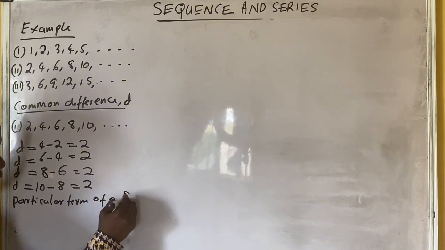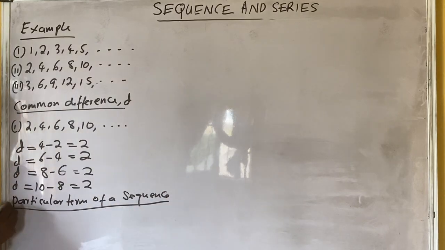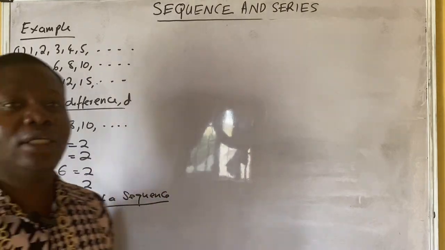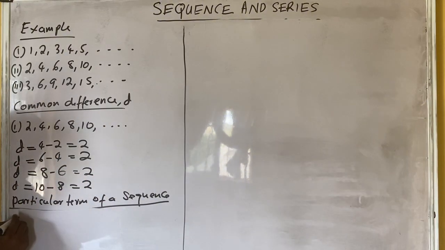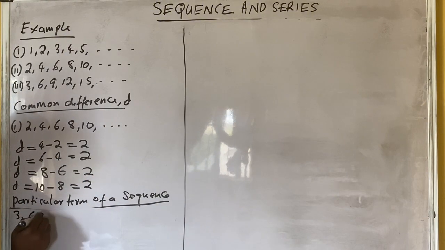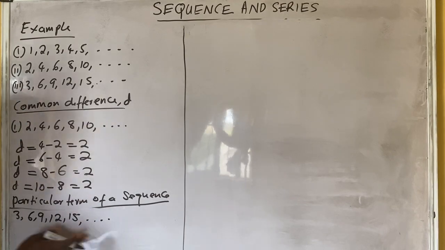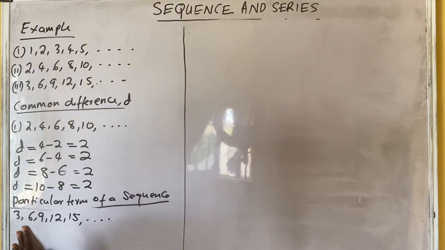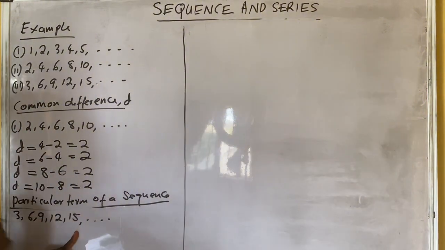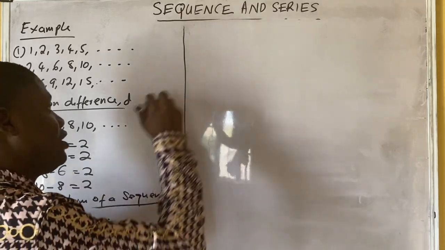So you may be given a sequence and you are asked to find the next term of that sequence. So let's take, for example, if you are given 3, 6, 9, 12, 15, and this is an example of a sequence, and you are required to find the next term of the sequence. Here, what you need to do is to find the common difference, okay? So let's find the common difference.